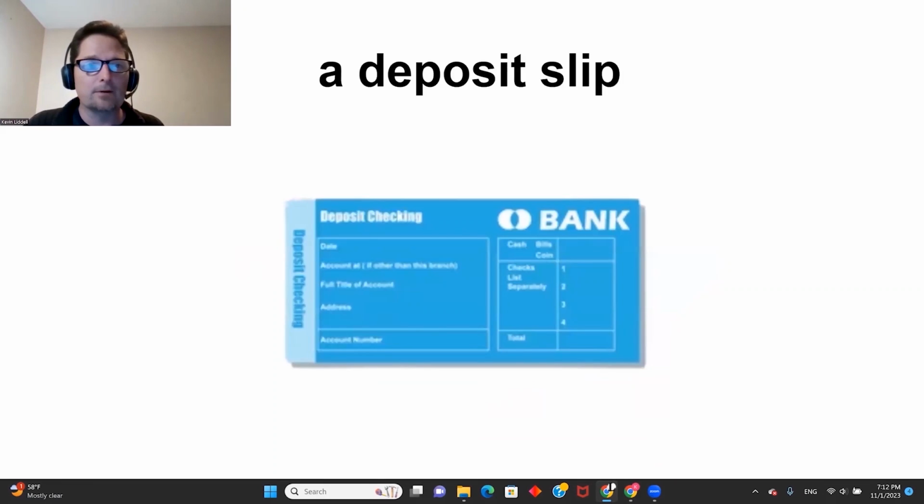And here's another piece of paper. This is called a deposit slip. When you go to the bank and you see that little table with the pens, you have to fill out the deposit slip when you make a deposit. So let's practice. Do you need to fill out the deposit slip when you make a deposit? That's right. You need to fill out the deposit slip when you make a deposit. It's that little piece of paper. It's a slip of paper.